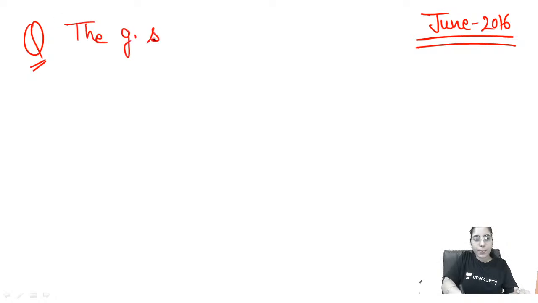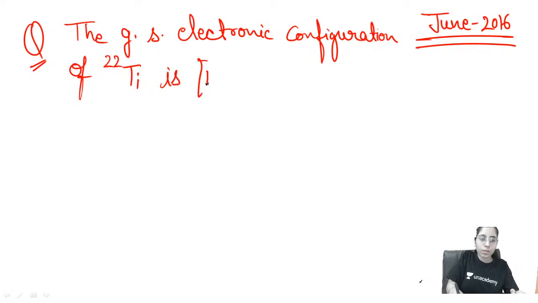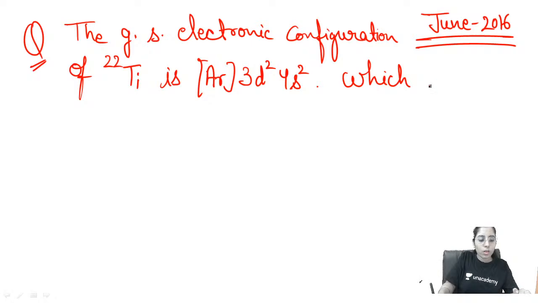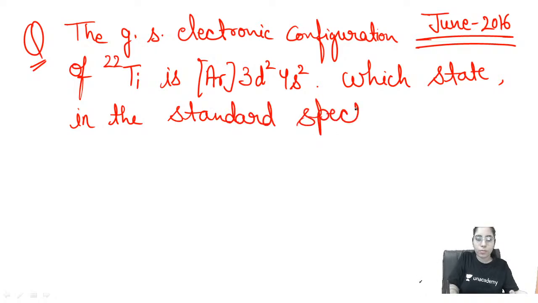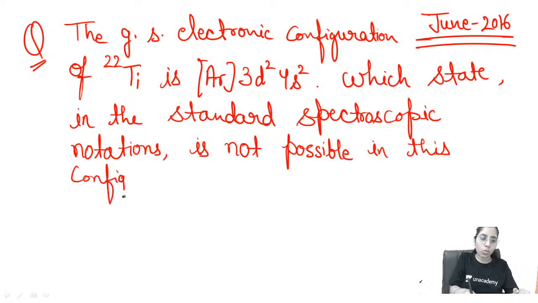The ground state electronic configuration of... which state in the standard notation is not possible in this configuration? Quickly you can start solving it.